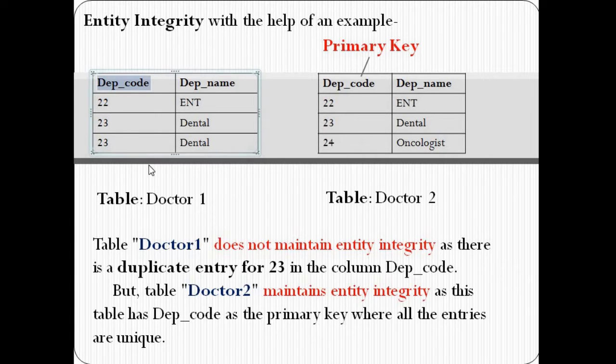But if you look at the same DEP code column in this table, that is Dr. 1, its entries are not unique. This is because the entry 23 is repeated, and due to this redundancy, the column DEP code is not the primary key column for the table Dr. 1. And it is for this reason that this particular table Dr. 1 does not maintain entity integrity.